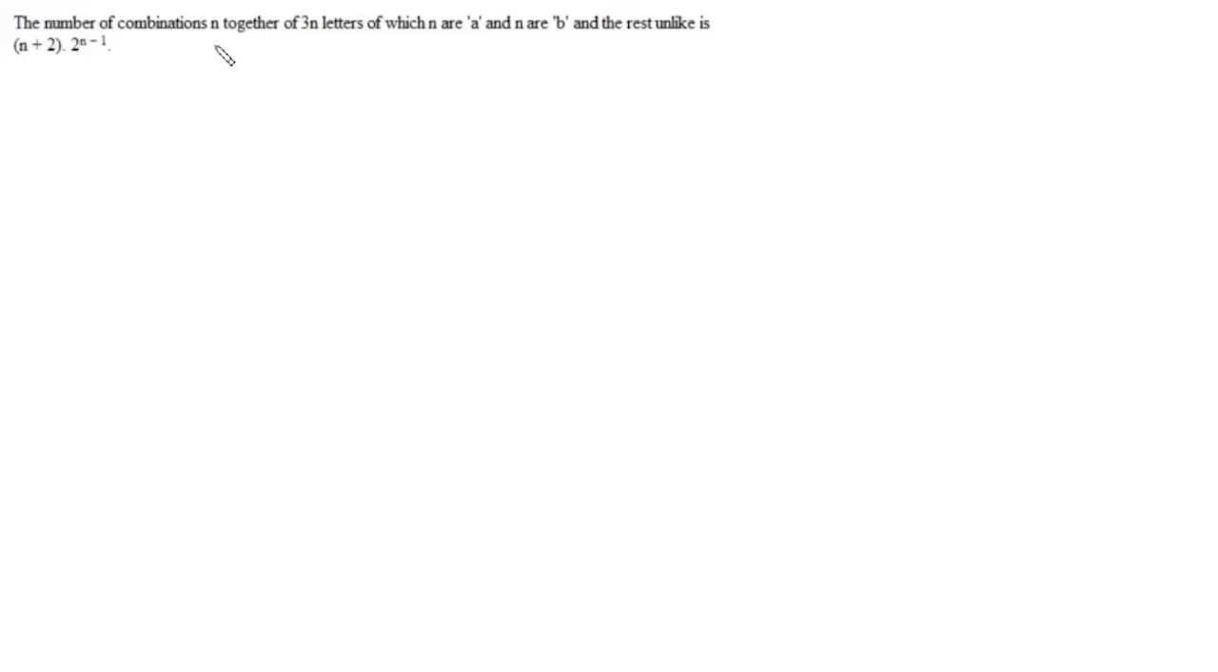Now here the question is: the number of combinations of n together of 3n letters, of which n are A, n are B and the rest unlike, is (n plus 2) to the power of n minus 1. Now we have n A's, n B's and the rest n are different. We can write all the possibilities of choosing A as 1 plus x square up to x to the power n, and it'll be the same for B also.